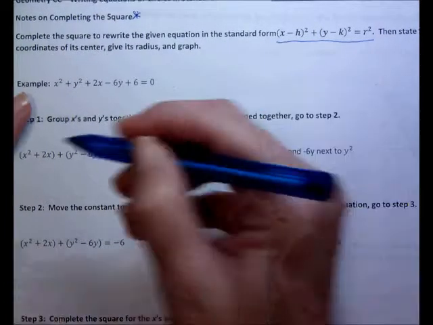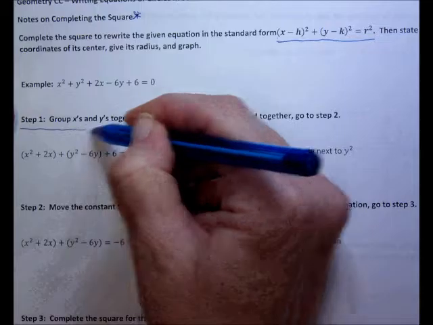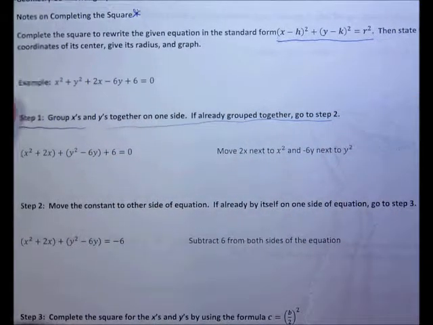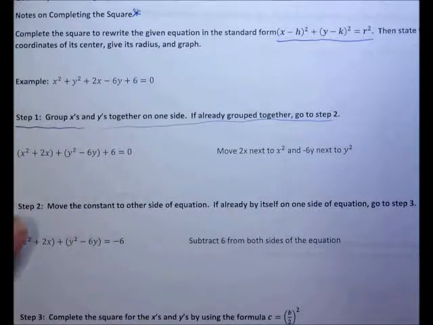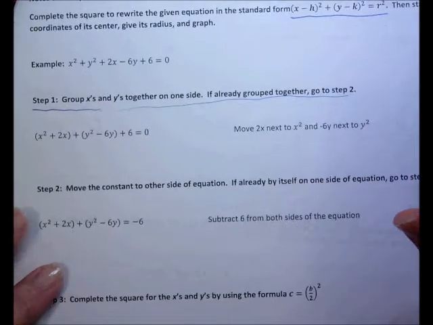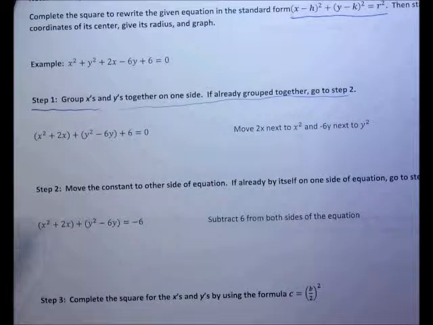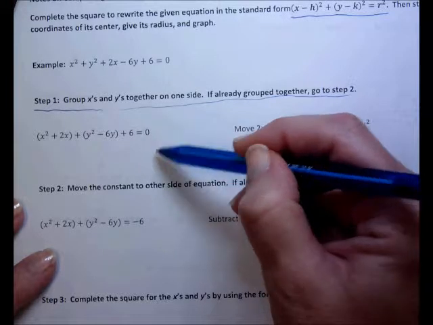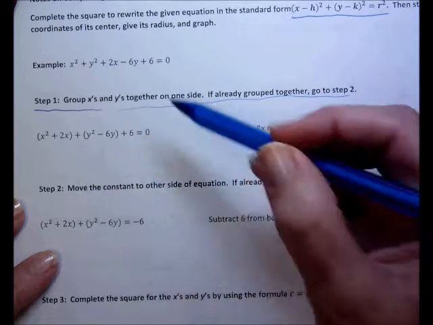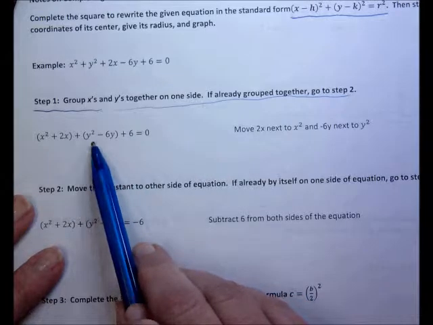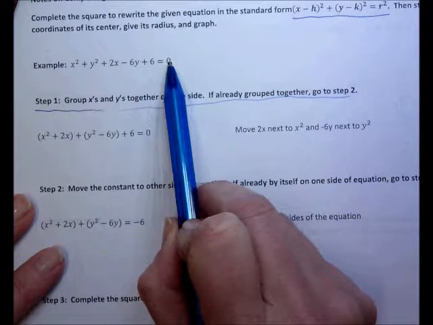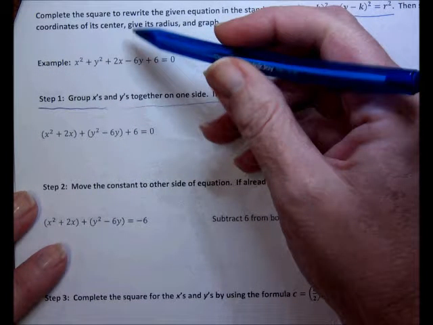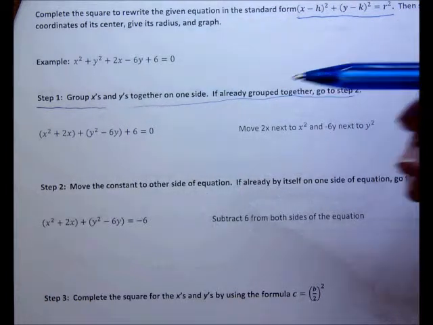In step 1, it tells us to group the x's and the y's together on one side of the equation. If they're already grouped together, then you can go to step 2. If they're over here on the right side of the equation, then I'm going to have to maneuver them and do some subtracting and adding to get them to the left side of the equation. But I can do that if that problem occurs.